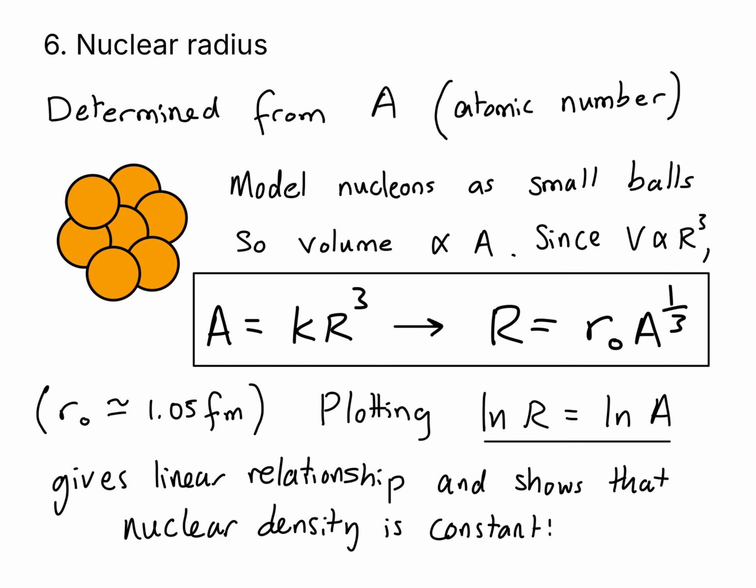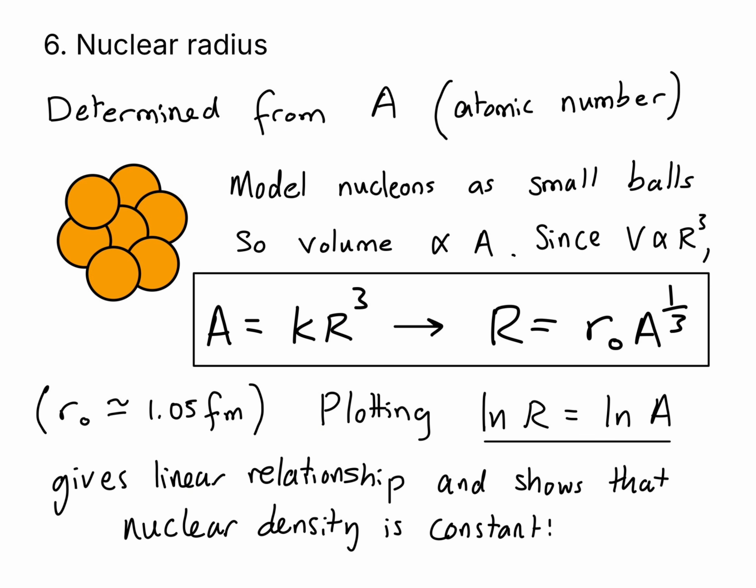And notice what it means. Put A equal to 1, a single nucleon, and r equals r naught. So r naught is just the radius of one nucleon. Though in truth, it varies quite a bit, because a nucleon isn't really a neat sphere. Experimentally, you take logs. Plot the natural log of r against the natural log of A, and you get a straight line whose intercept is the natural log of r naught.